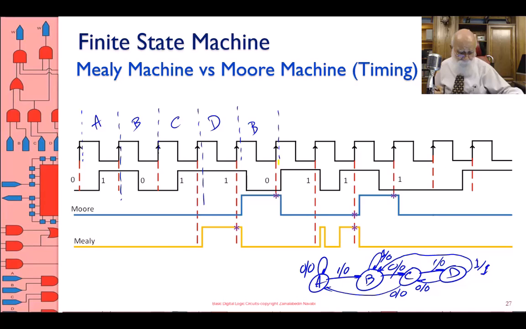When I'm in state B, a 0 on the input takes me to state C. When I'm in state C, a 1 on the input takes me to state D. When I'm in state D, a 1 on the input takes me to state B. When I'm in state B, a 1 on the input takes me to state B.